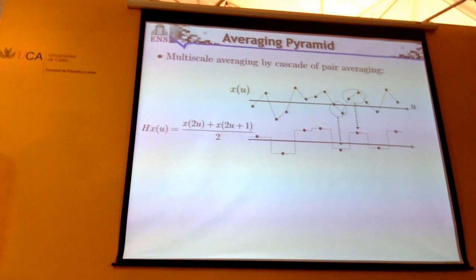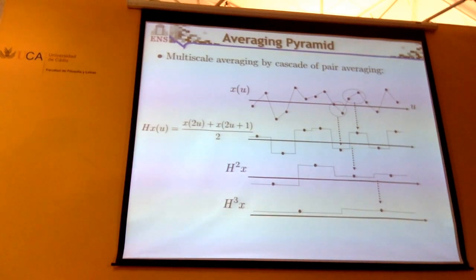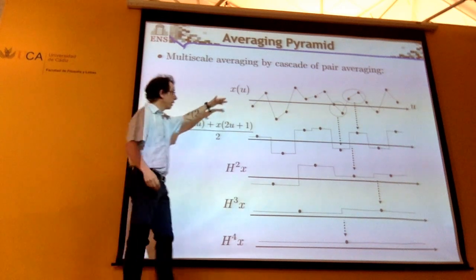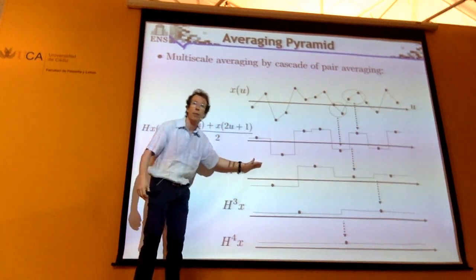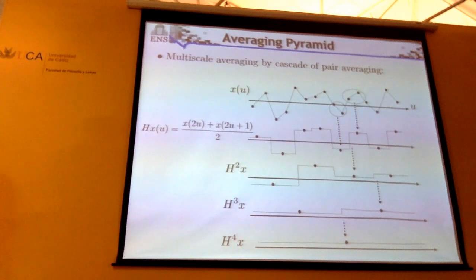And then if you want to average more, you take each of the pairs and you average them. And if you want to average even more, each of the pairs are averaged until you've averaged the last 2 points, you get that. So this is a cascade of averaging, subsampling, averaging, subsampling, averaging, subsampling. That's how you can build the global average.